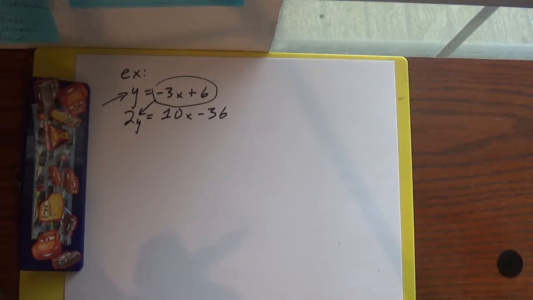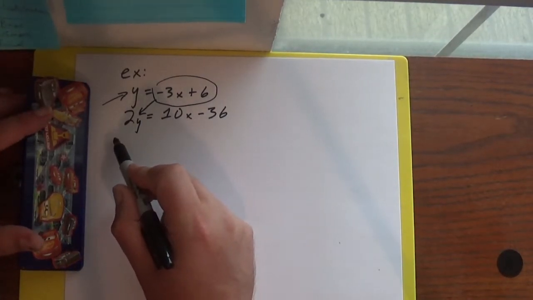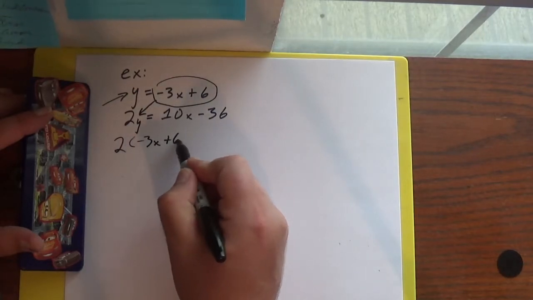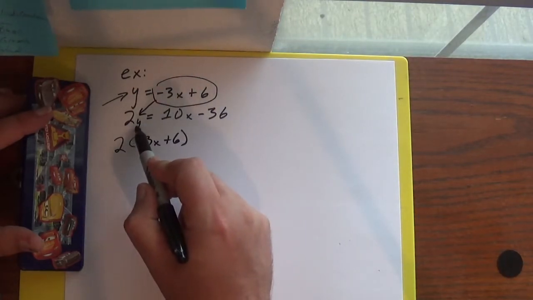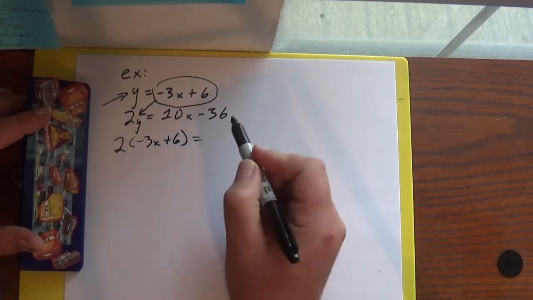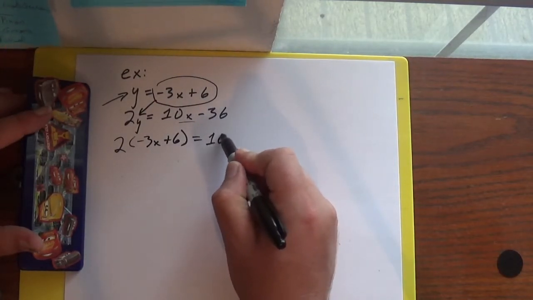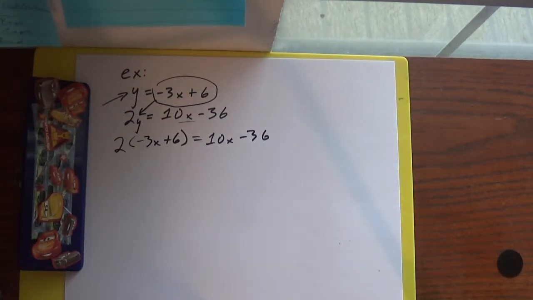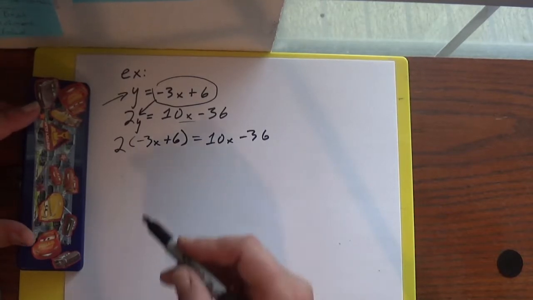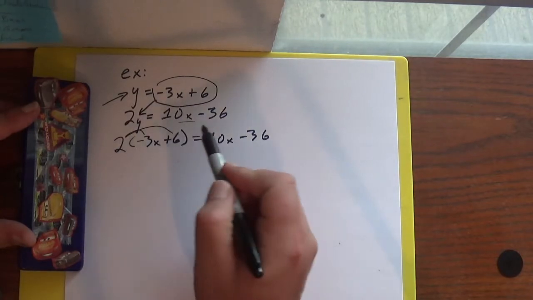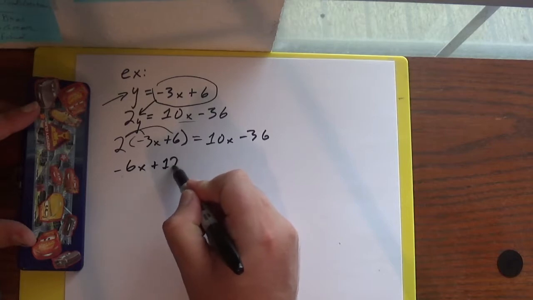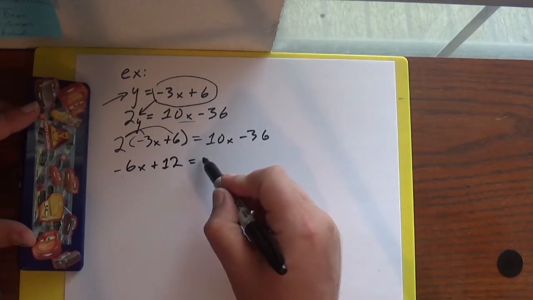Now, when you do this, make sure you use parentheses. So I'm going to rewrite it with parentheses. All I did is put this here instead of the y, and this stays the same. Now this looks awful, but I only have x's now. So now I can solve it. I'm going to have to distribute. And this stays the same.